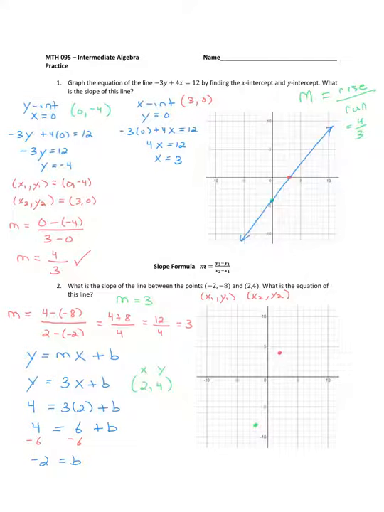Finding the equation of the line is a 2-step process. Figure out the slope, figure out the y-intercept. If you know those 2 things, you get the equation of your line, which in this case is 3x minus 2.